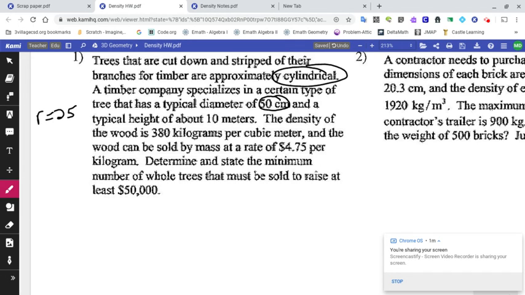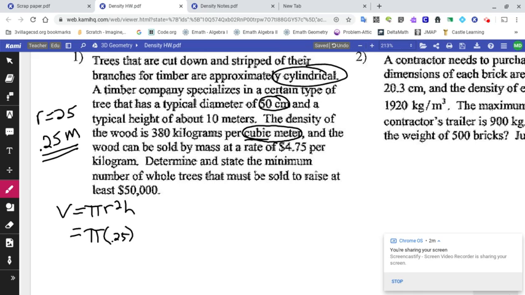Now that's also in centimeters, okay, which we're given the density per cubic meter. Okay, so we have to do all of this in meters. Okay, so 25 centimeters is 0.25 meters. That's what we're going to need to use for the radius. Okay, so I need to find the volume of a tree trunk. Okay, so the volume equals pi r squared h, okay, which is going to be pi times 0.25 squared, okay, and then by 10 meters. Okay, so this is a quarter of a meter, that's the radius, squared times 10.